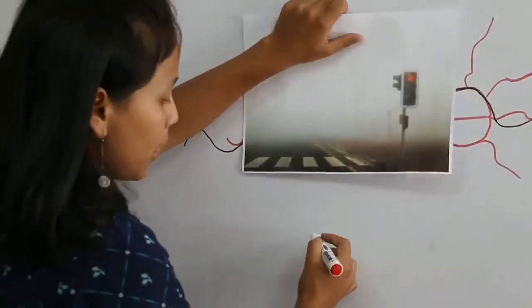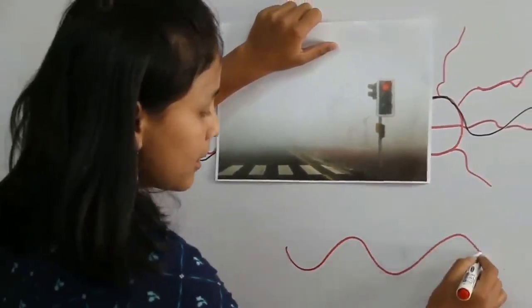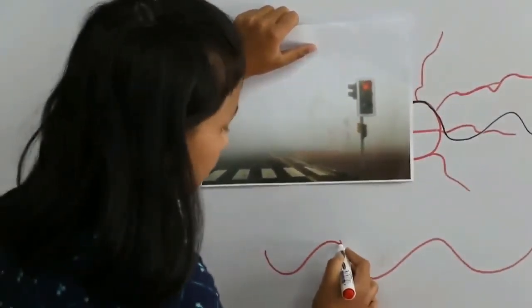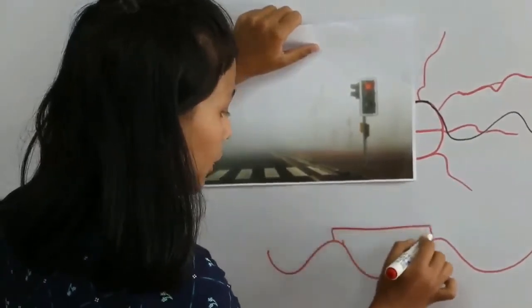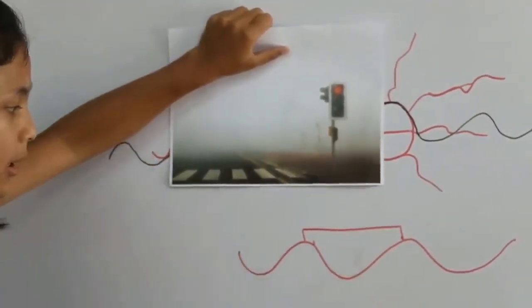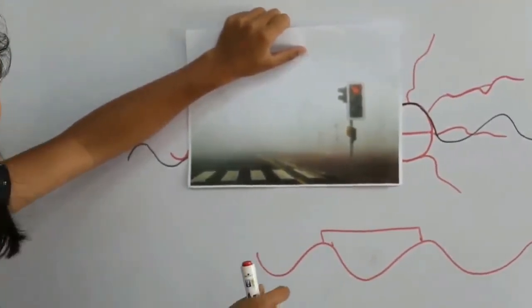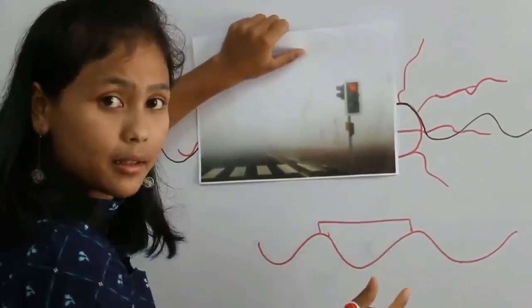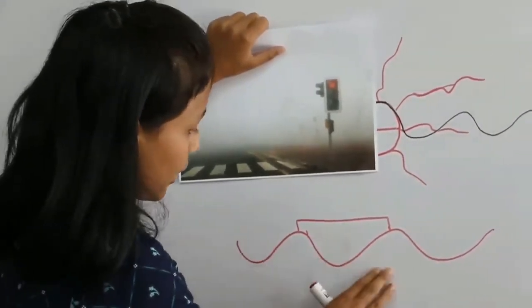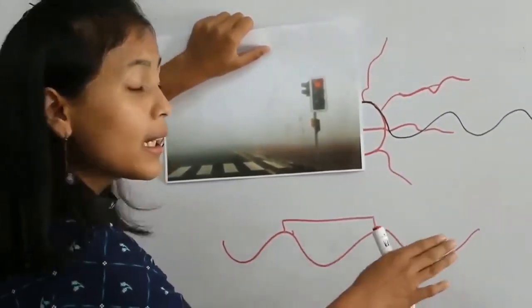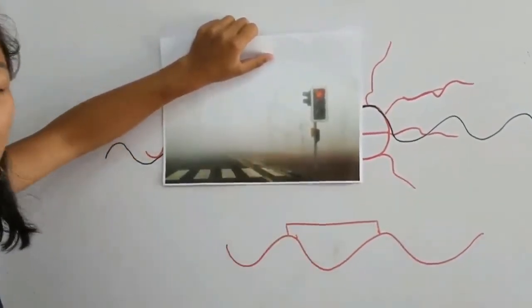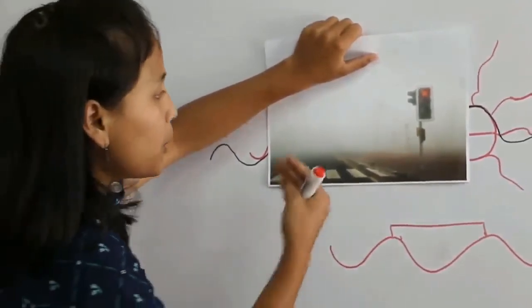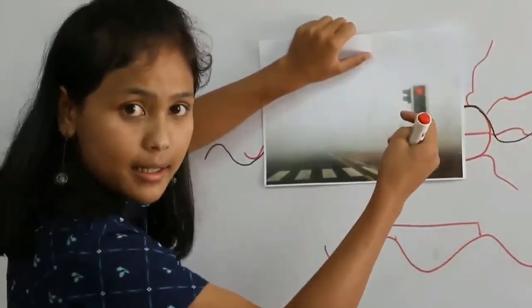We know that the wavelength of red light is the highest among all the other colors. So this red light will be least scattered, so it can easily pass through fog or smoke without getting scattered. Hence, we can see red lights from a long distance.